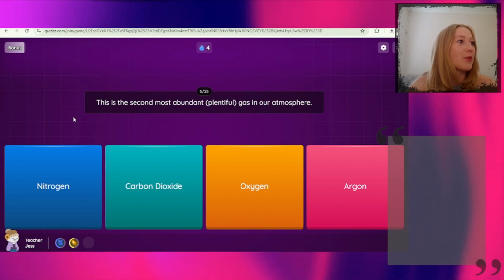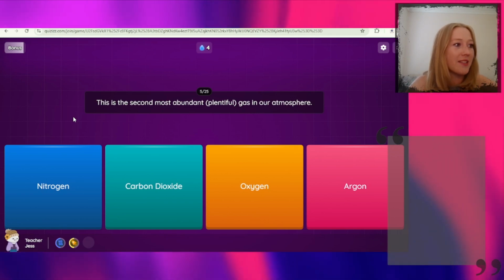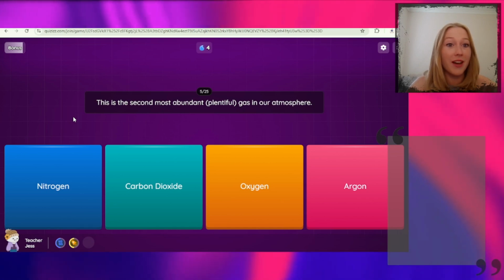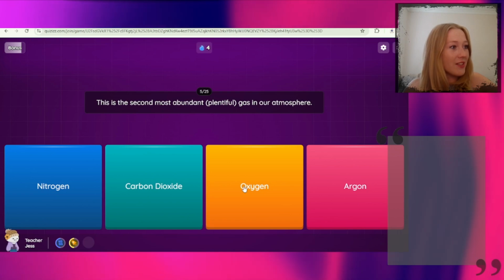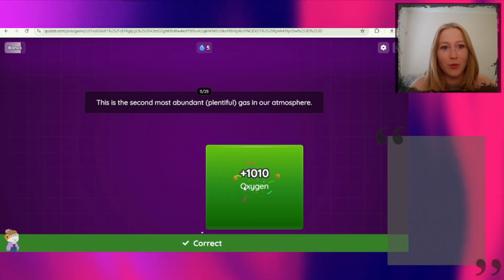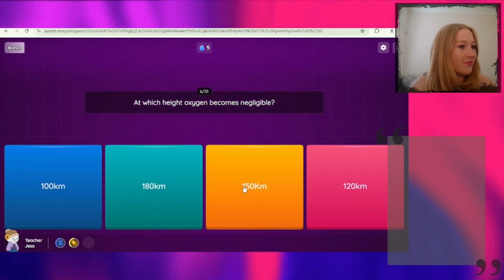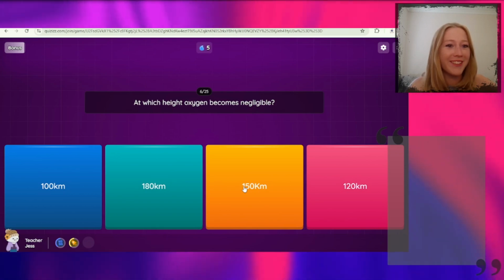This is the second most abundant, plentiful gas in our atmosphere. Okay, the highest was nitrogen, that was 78%, and then the second was oxygen, that was 21. Are we remembering?